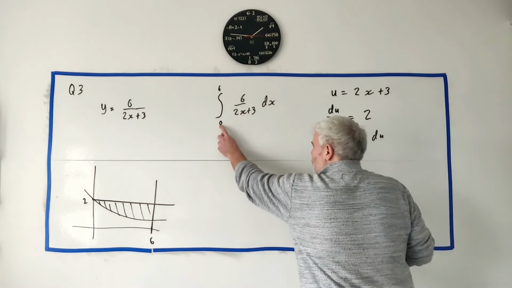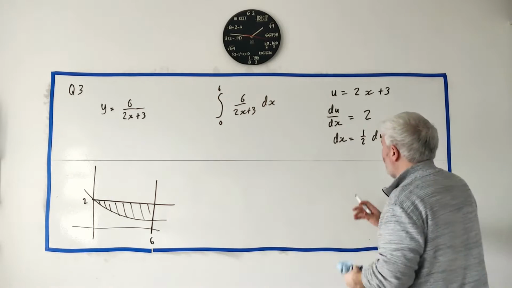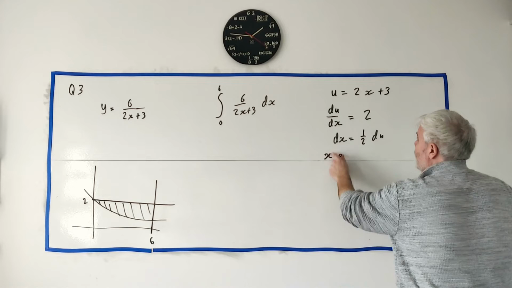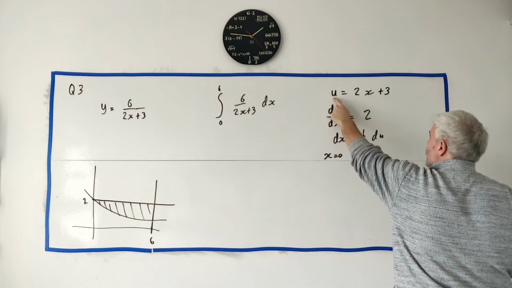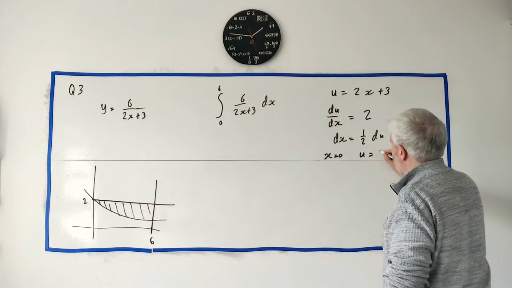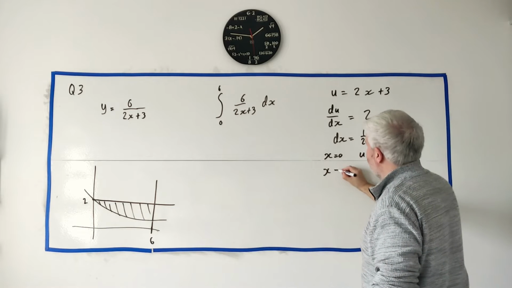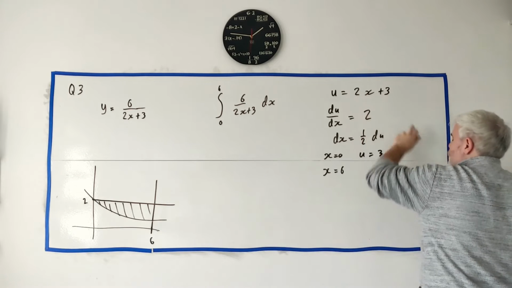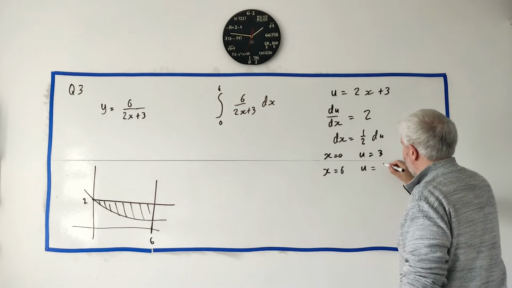And then the last thing, I need to replace these numbers. When x equals 0, what does u equal? When x equals 0, u is equal to 0 plus 3. u is equal to 3. And when x is equal to 6, u is going to equal 12 plus 3, 15.